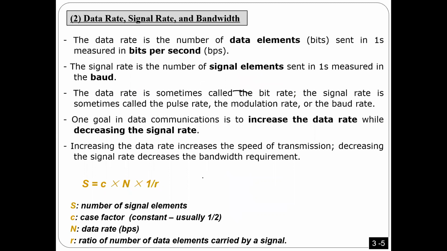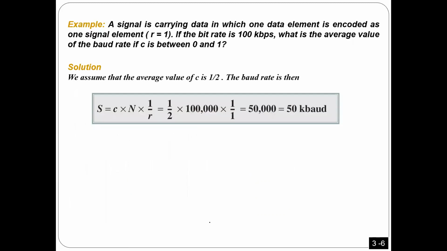So anyway, we're going to use this formula all the time. Okay. So C is actually a constant. Most of the time it is equal to half. So here I just will give you a very straightforward example. In this example, I give you R. Here I'm telling you a signal is carrying data in which one data element is encoded in one signal element. R is equal to 1. So here every data element is encoded in one signal element. R is equal to 1.